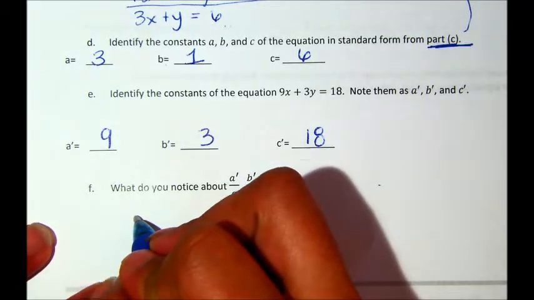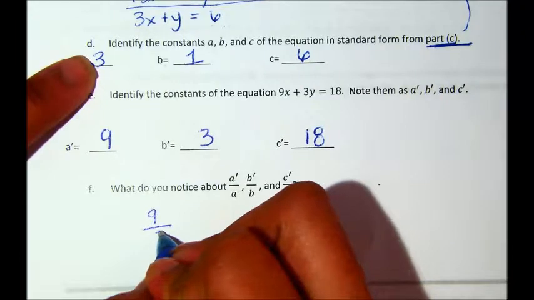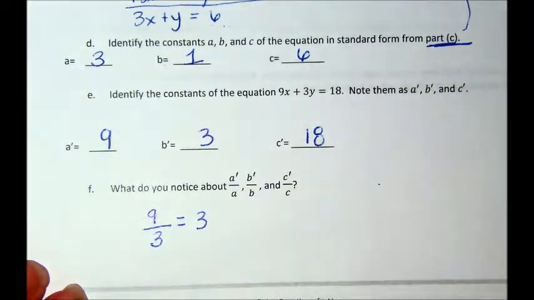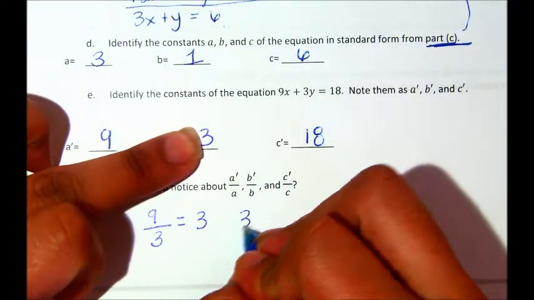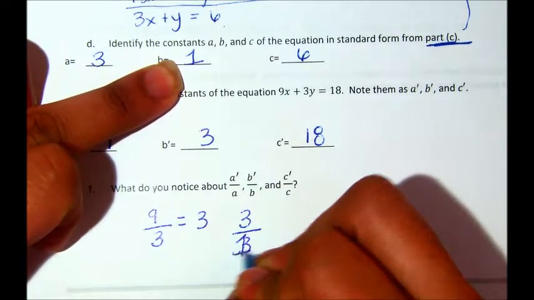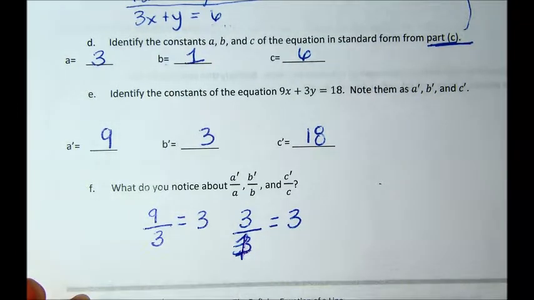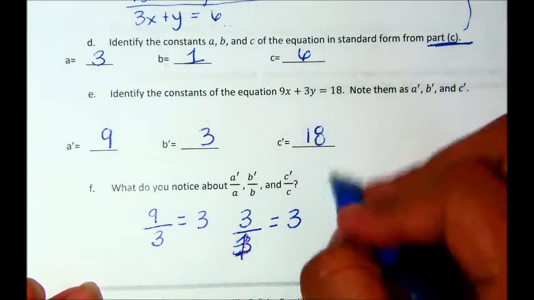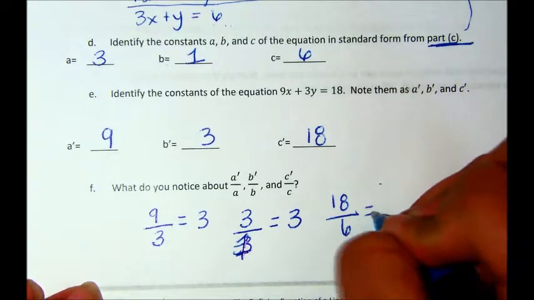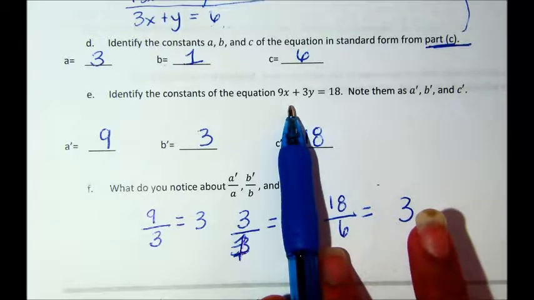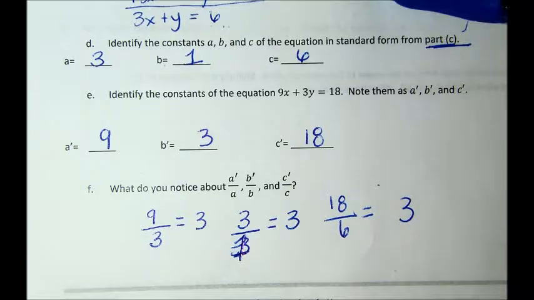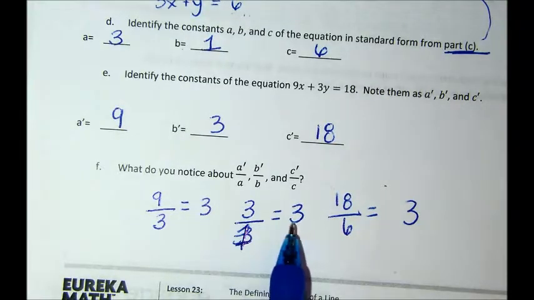Let's figure that out. So I notice when I put A prime, 9, divided by A of 3, I simplify to the whole number 3. I notice when I do B prime 3 divided by B of 1, I simplify to the whole number 3. Try out C. When I put C prime 18 over C of 6, I simplify to the whole number 3. So I notice that when I take the constants in the original standard form and I divide them by the constants in the transformed y equals mx plus b standard form, I would get the same value of 3.